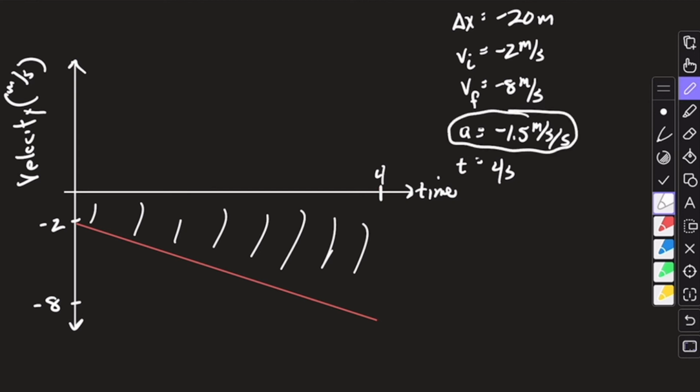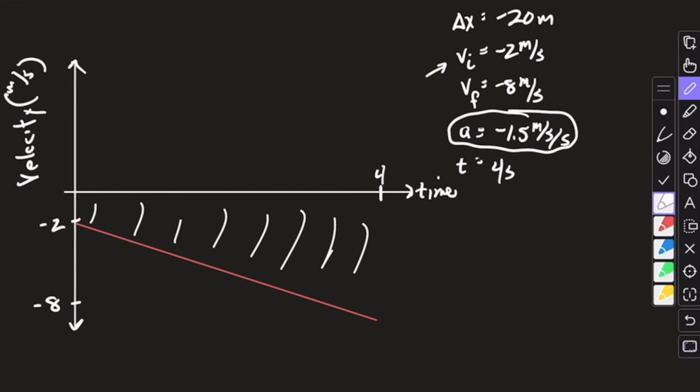Negative or positive acceleration does not tell you if you're speeding up or slowing down. But I will try to get you to say it does. You can't tell whether you're speeding up or slowing down just from the acceleration. You can't. You need to know the velocity.